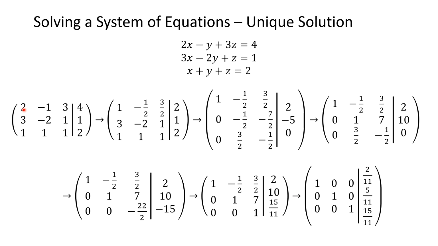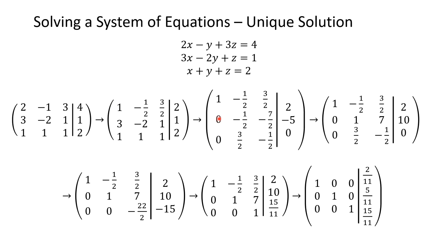So the first step is to multiply the first row by 1/2 in order to get a 1 here. So I've done that, and you get 1, minus 1/2, 3/2, 2. And then nothing else has changed. So going from here to here, all I've done is multiply the first row by 1/2, and we have an equivalent system of equations here.